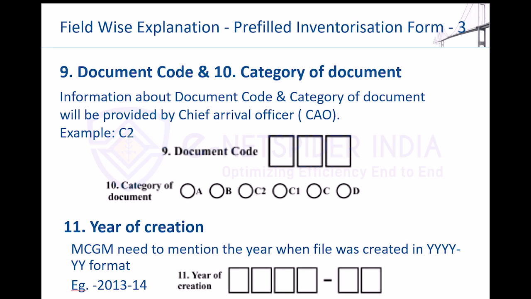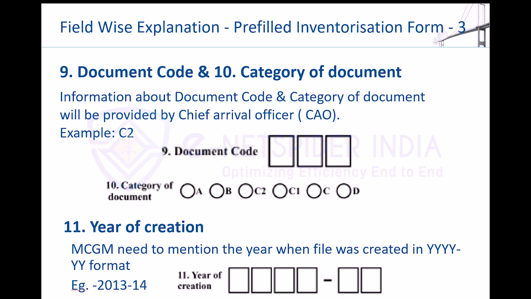This mostly talks about the longevity of a document, meaning they have been represented in an alphanumeric way, which states if the document has to be preserved permanently or it needs to be kept in the system for 5 years, 10 years, 1 year or a few months. This has been defined by the Chief Archival Officer and it can be found in your circulars or the MCGM portal. Then coming to field number 11, which states year of creation.